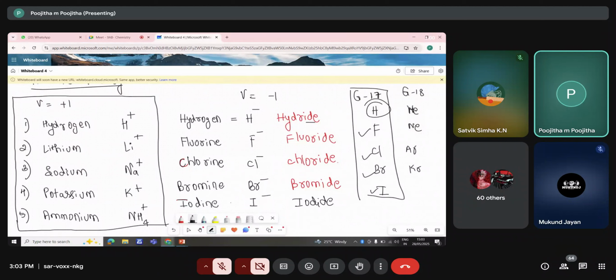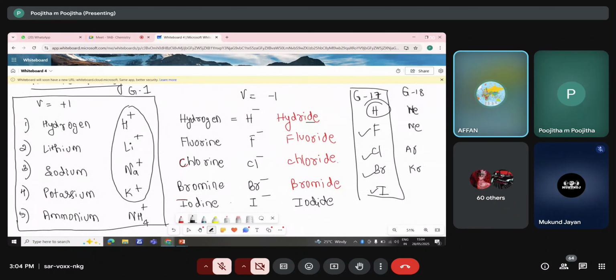Please write. So look here. These are all elements of group 1, in your periodic table, first column: hydrogen, lithium, sodium, potassium. So all have a tendency to lose 1 electron, so valency is +1. These are all group 17 elements having 7 electrons in the valence shell, so they have a tendency to gain 1 electron. So valency is -1.